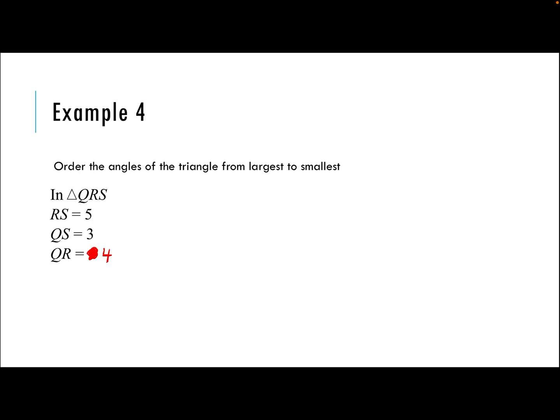Then let's see. If we have to put the sides in order, we order our sides first, so we have QS, QR, and RS. And then if we put our angles in order based upon our sides being in order, we're going to have angle R, angle S, and angle Q. Because again, remember, the angle that is opposite a side is the missing letter in the triangle.